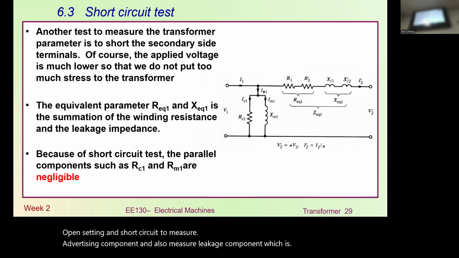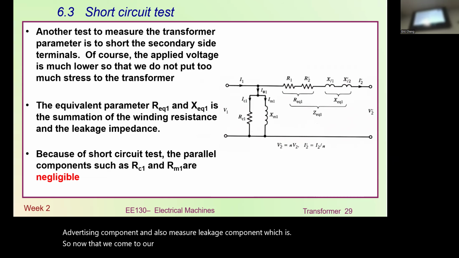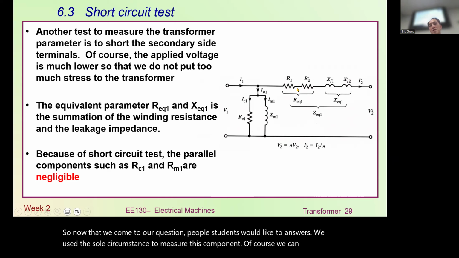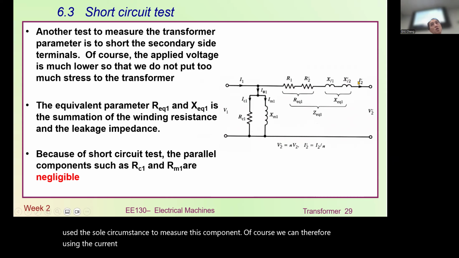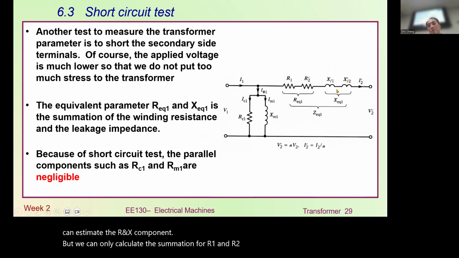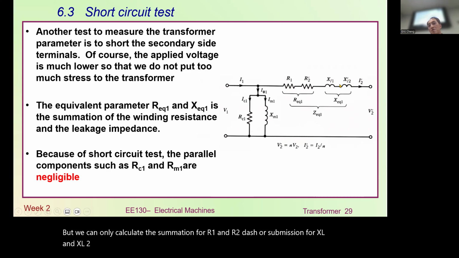So now that it comes to our question, in the statement, we use the short circuit test to measure this component. Of course, using the current, the voltage and the phase angle between them, we can estimate the R and X components. But we can only calculate the summation of R1 and R2 dash, or the summation of XL1 and XL2 dash. We cannot distinguish between these two, right?